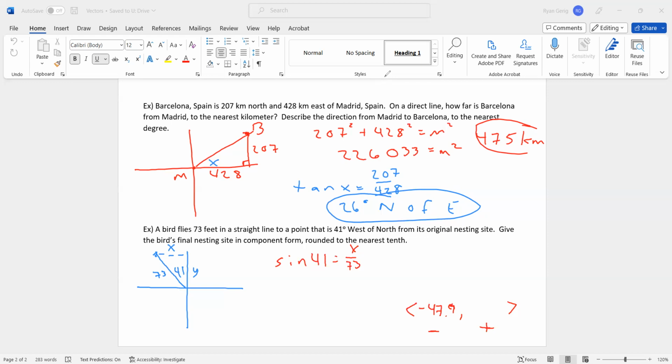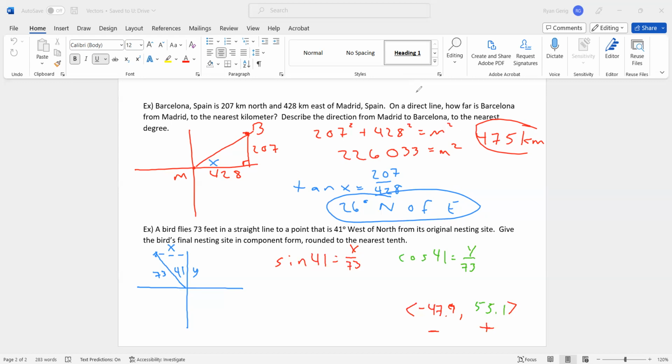And now I'm going to find y, which is adjacent, and then the hypotenuse. So the cosine of 41 equals y over 73. 73 cosine 41 gives me 55.09 or 55.1. And that's positive in this one.